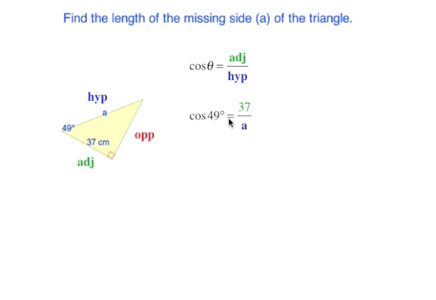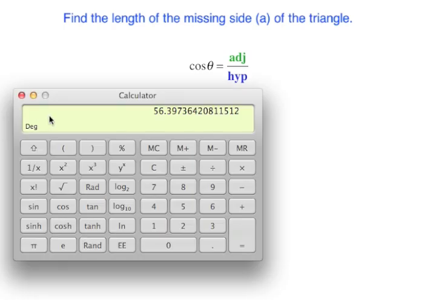And I'm going to cross multiply. So basically I'm going to switch the A and the cosine of 49. If you want to do it algebraically, using the formal method, you're going to multiply both sides by A, then divide both sides by cosine of 49. But in any case, what you end up getting is A is equal to 37 divided by the cosine of 49 degrees. Okay, so now it's handy dandy calculator time.